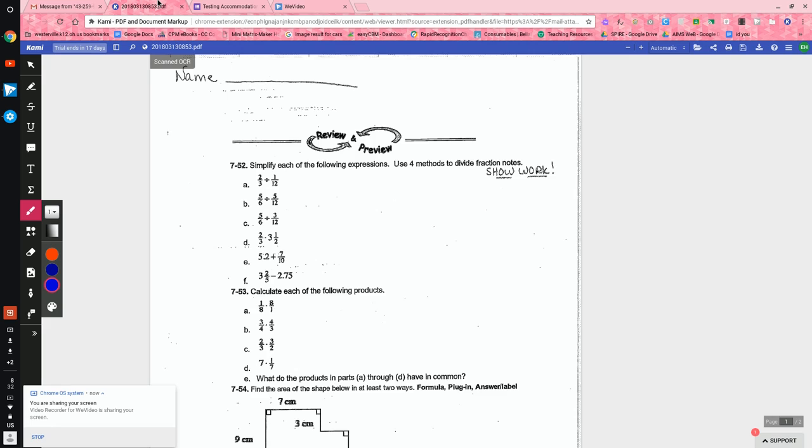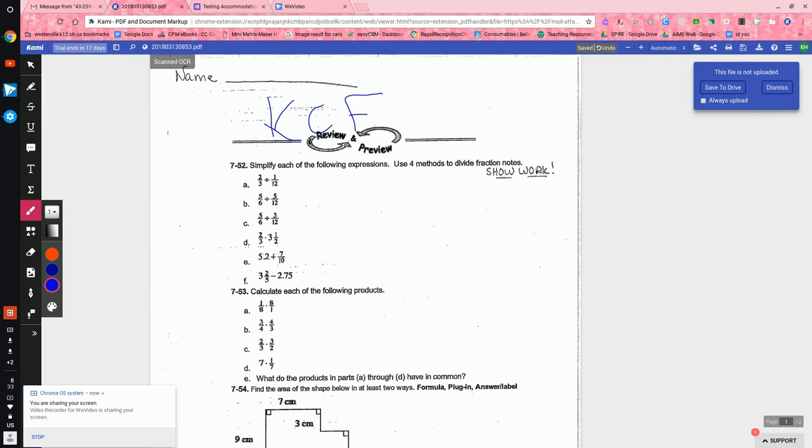All right, tonight's homework, we got questions 752 through 756. The first, A through F, we're trying to show the different ways we can divide fractions that we went over in class. Just going to hit two of them. One I'm not going to share with you is the keep, change, flip. That should be pretty easy. Keep the first fraction, change the division sign to multiplication, and flip the second fraction around.